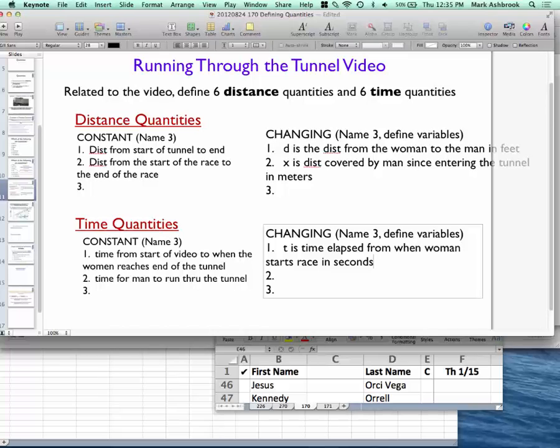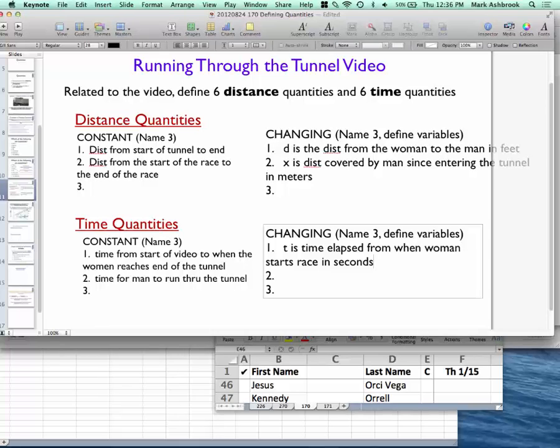This course is all about quantities and specifically changing quantities. So in problems, it's not about trying to memorize a set of steps. It's about paying attention to quantities, especially changing quantities, and learning how to analyze those and draw conclusions. So how do we do on this? Time elapsed from when the woman starts the race in seconds. Thumbs up? Okay, we'll do one more of these.